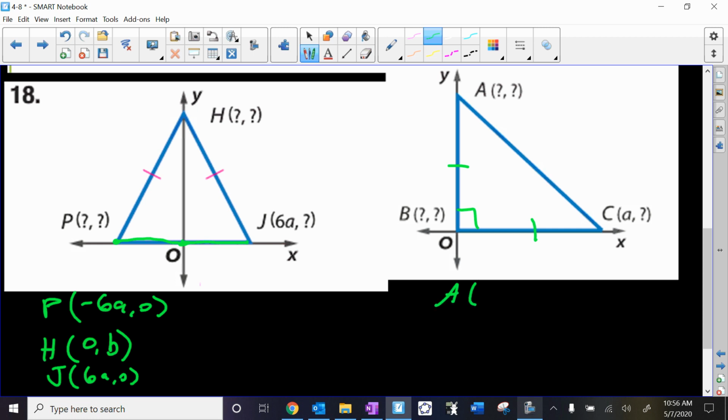For the isosceles right triangle A, B, and C, B is at the origin. I'm going to start there, so it's 0, 0. For C, it went over A units, but didn't go up any, so A, comma 0. Since this is an isosceles triangle, if this is A, then this has to be A, which means that point A up here, I didn't go over any, so we're going to have 0, comma A, because it has to be the same length as that bottom leg.